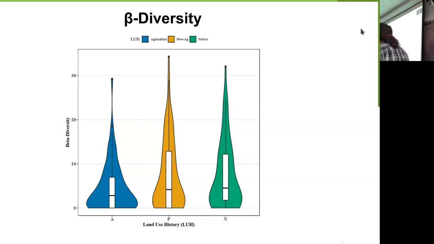The lowest beta diversity was in the ag systems. So you take multiple samples in an ag system, they were more similar to each other. And then the native systems had the highest beta diversity. And then post-ag happened to be in the middle. This was so beautiful. Maps worked. We saw what we expected to see between the land use histories. I was super jazzed to see this plot.